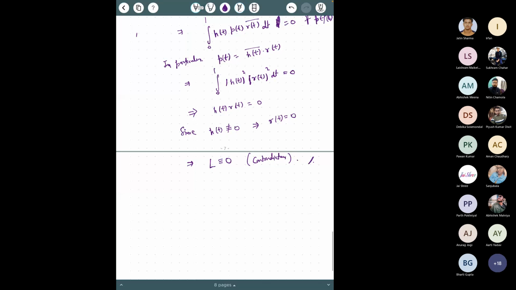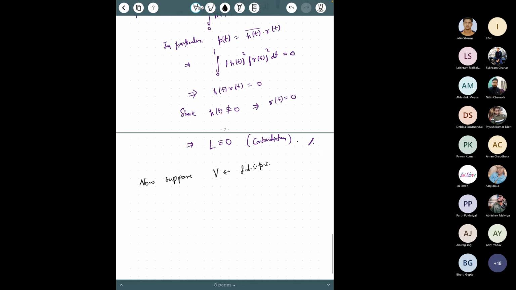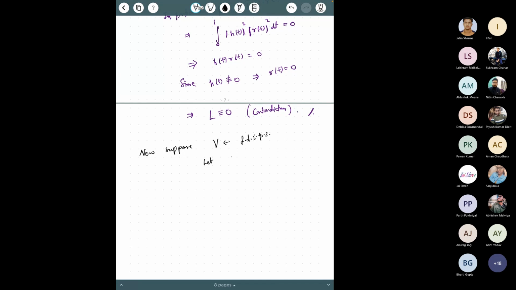So now suppose that we have a finite dimensional inner product space. And let us suppose f is a linear functional only, right?